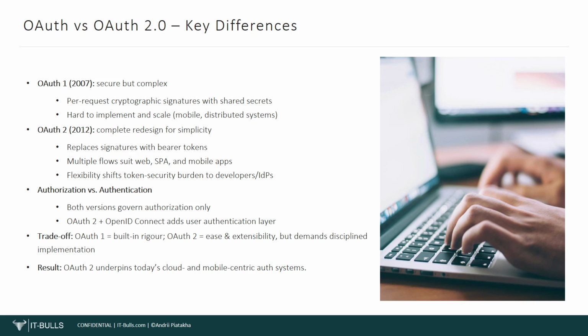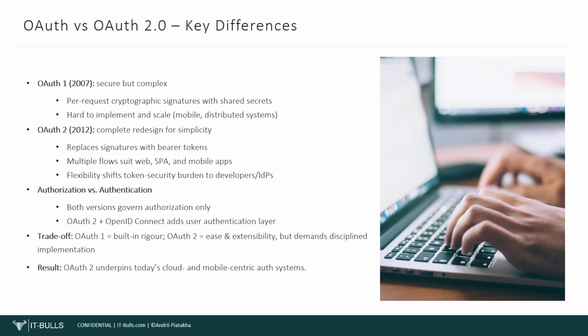However, this simplification came with trade-offs. OAuth 2 delegated much of the responsibility for security and token management to developers and identity providers. It gave more flexibility, but also required greater care in how it was implemented, especially when it came to securing access tokens and avoiding token leakage.